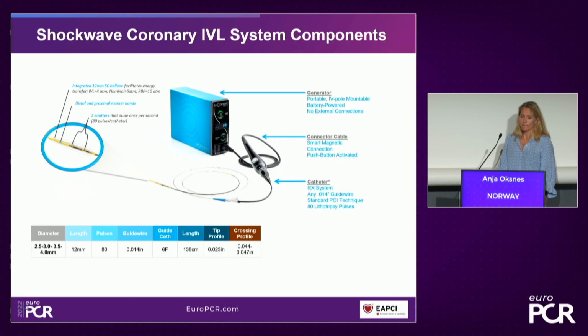So this is the coronary IVL system. All the catheters can be delivered through a 6 French guide. You can deliver 80 pulses on a regular wire. The diameter of the balloons is between 2.5 and 4.